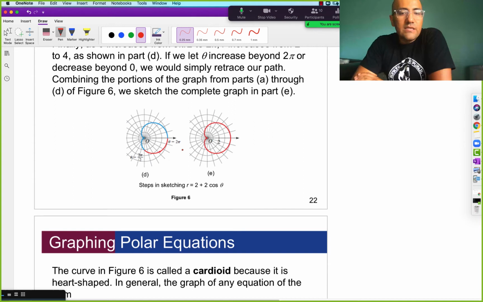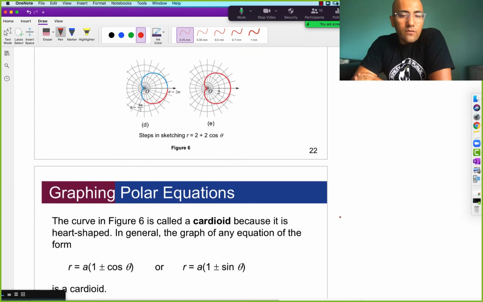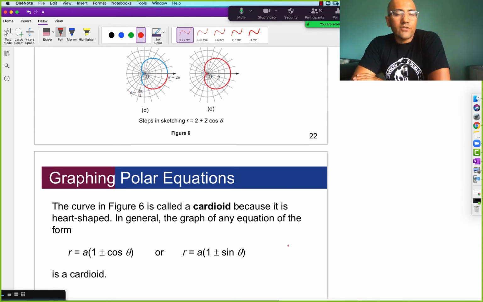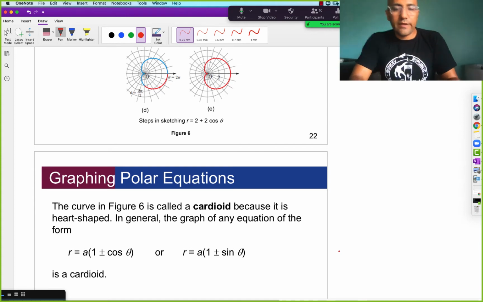So these kinds of equations in general are called cardioids, obviously. They look kind of like hearts. It's got that cardi kind of name in there. Right? So any kind of equation that fits these forms, either a constant a times 1 plus or minus cosine theta, or a times 1 plus or minus sine of theta, either one of these general forms will form some sort of a cardioid. Okay, let's try technology with this.